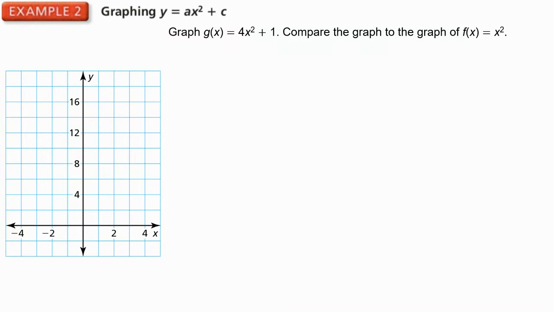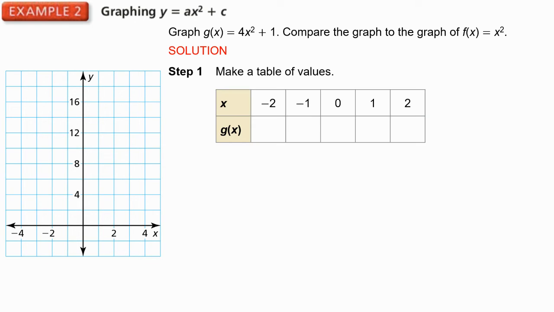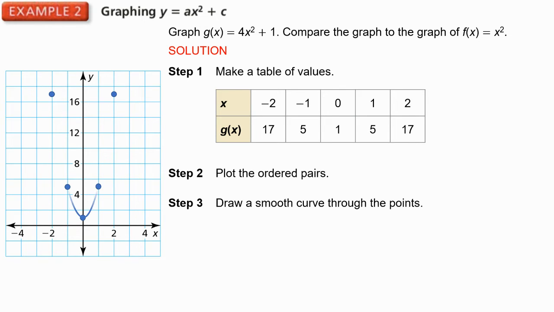All right, when we look at this graph here, there's 2 things that occur to it. We have a 4 for an a value and a 1 for a c value. So let's see how this impacts our graph. So again, we set up a table and plug in values, plot the points, and smooth the curve out. So just to repeat this, -2 squared is 4, times 4 is 16, plus 1 is 17.